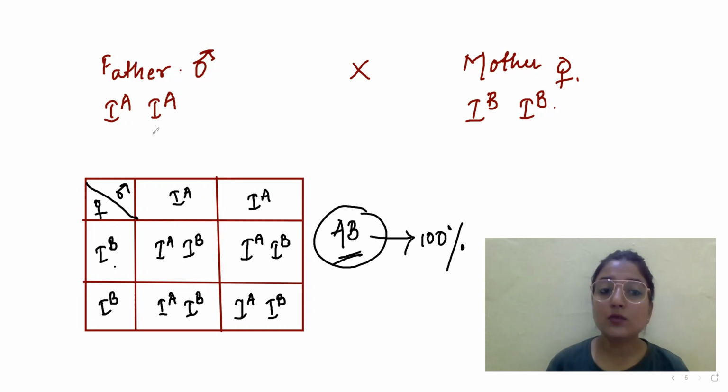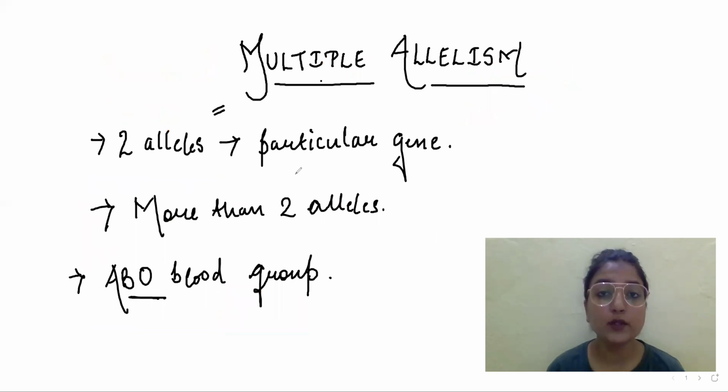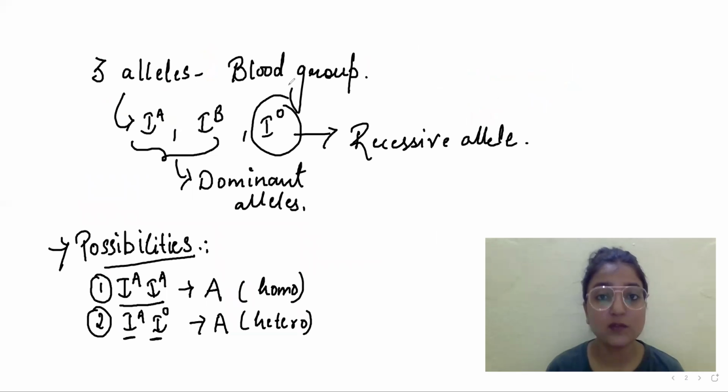This is multiple allelism, which means that whenever more than two alleles are responsible for a particular gene or phenotype, it is multiple allelism. In this case, we are discussing the ABO blood group. Three alleles are responsible for the blood group: IA, IB, and IO, where IA and IB are the dominant alleles, whereas IO is the recessive one.